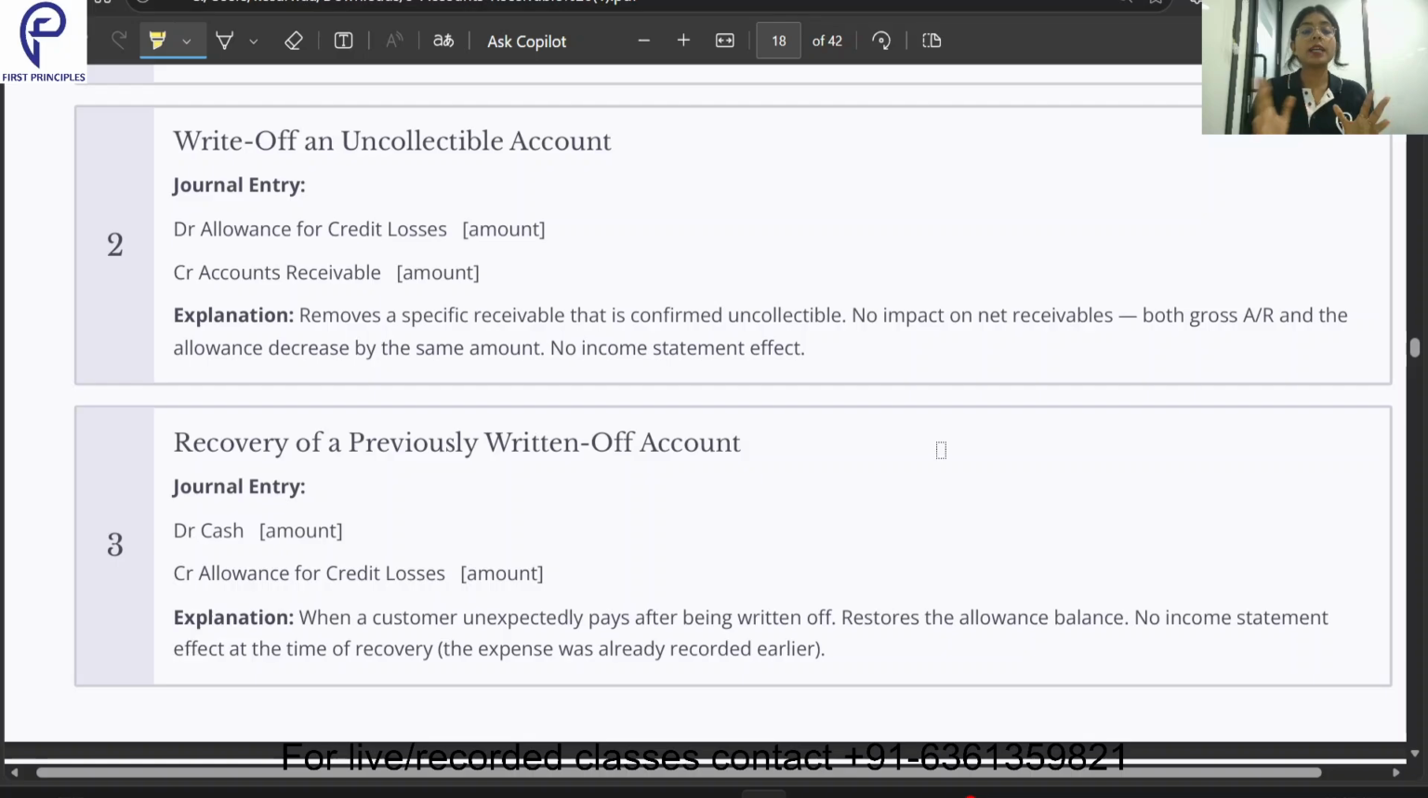Then if there is a scenario where I have written off a particular account receivable but later on the customer comes and pays me that money, in that case what will happen? I will record the cash, I will debit the cash and I will increase my allowance for credit loss. We are not going to touch my accounts receivable account. Why? Because for that particular accounts receivable I have already reduced the account, but I have reduced it from my allowance account. So that's why my allowance should come back to the amount for which I have written off that particular amount.